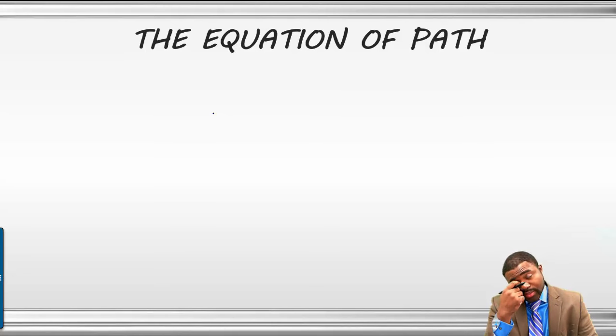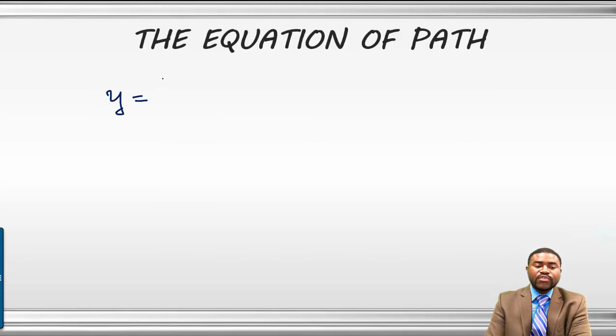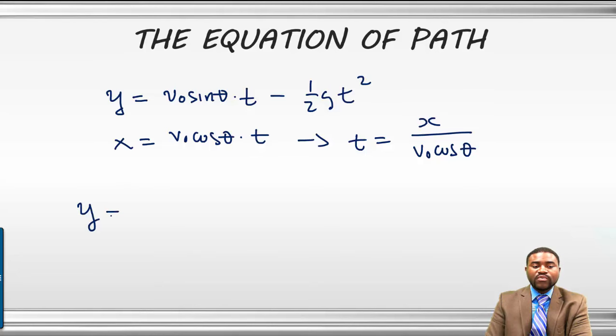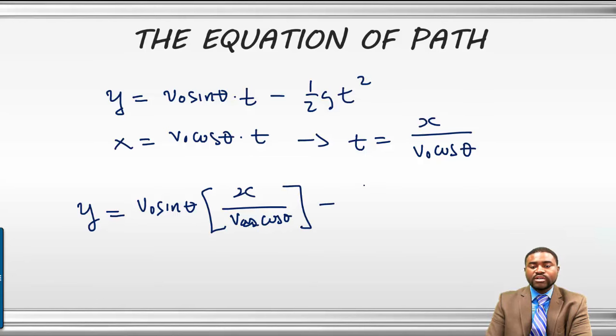Now let's look at the equation of path. We know that y is equal to v naught sine theta multiplied by t minus half g t squared. And x is equal to v naught cosine theta multiplied by t. This would mean that t is equal to what? X over v naught cosine theta. If you substitute this back into the first equation, you will have y equal to v naught sine theta times x over v naught cosine theta minus half g times x over v naught cosine theta all squared.